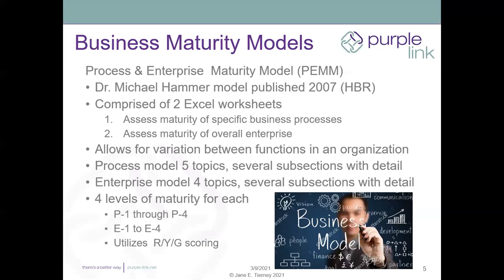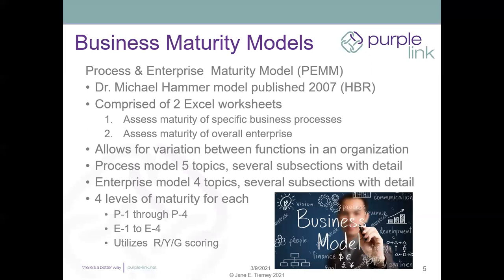So it has 5 topics in the process model, and there's several subsections within that. The enterprise model has 4 topics with actually 13 subtopics, and they both have 13 subtopics. And so we have this, and they have maturity levels for each: P for process, E for the enterprise, and they just go 1 through 4, with again 1 being the lowest, 4 being the highest.